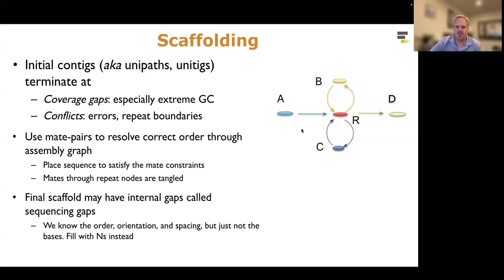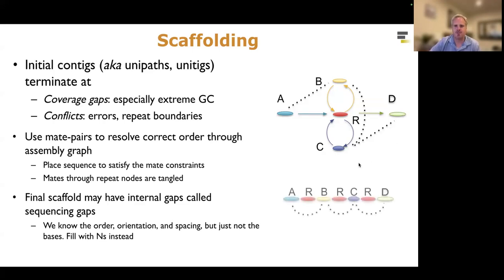The idea is, if you bring in these other types of information, you could also bring in optical mapping data, you could bring in genetic mapping data, but some other type of information that says A should be followed by B, B should be followed by C, and then C should be followed by D, some sort of other long-range information about the chromosome structures. We can then go back and place them into a linear sequence, and then build out a linear molecule.